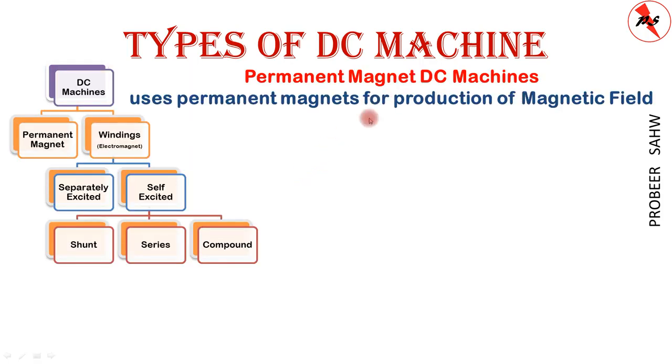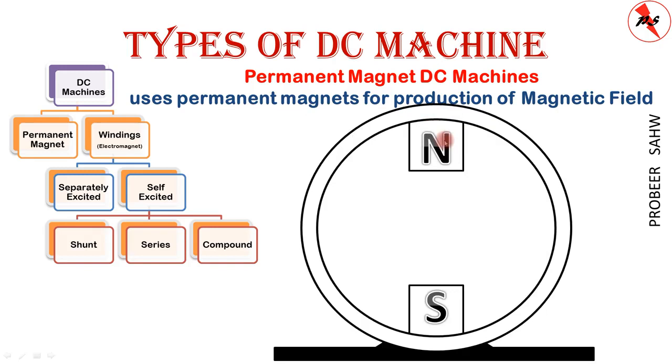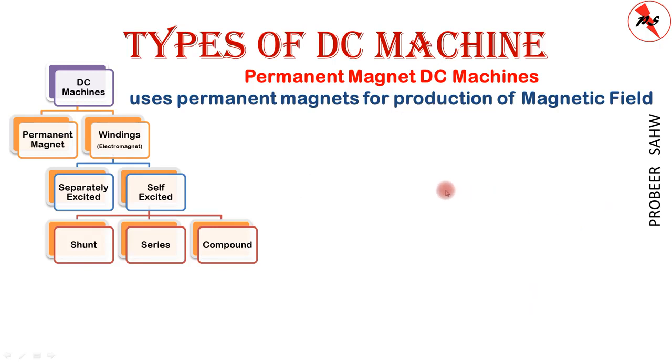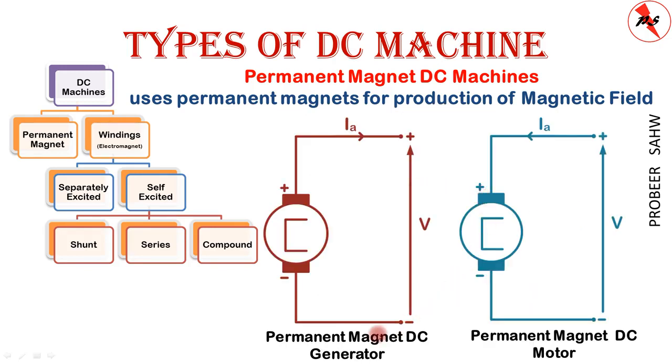In permanent magnet DC machines, we use permanent magnets like this, and the circuit representation of a permanent magnet DC generator or permanent magnet DC motor is like this. It is as we have just seen, the equivalent circuit representation of a DC generator and DC motor. Now we put this type of symbol in between the rotor or armature. This represents that this is a permanent magnet type of DC machine.